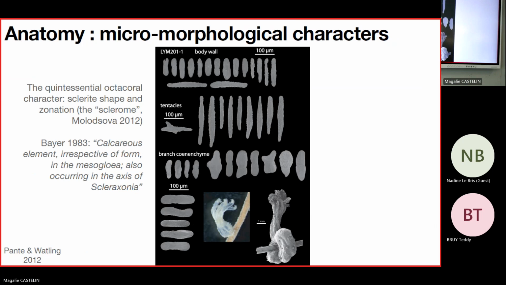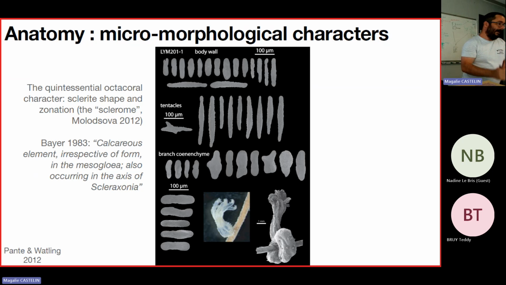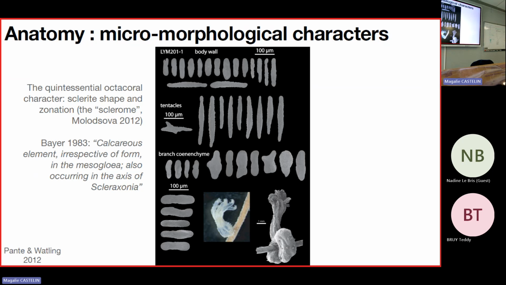And then you have the stuff that you cannot look at with your naked eye that requires some preparation in the lab. So I call that the quintessential octocoral character. It's the sclerite shape, so the shape of an individual sclerite, I'm sorry, and its zonation. What I think about when I say zonation is the placement of different types of sclerites on the polyp. And Tina Molodtsova had a term for that. She proposed the sclerome. The sclerome is all the different shapes of sclerites on the different parts of the polyp.